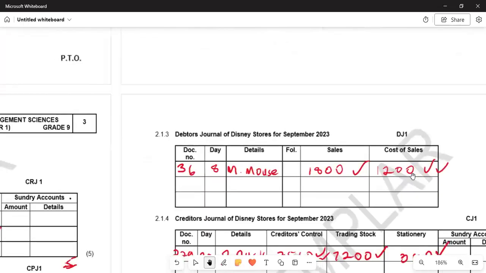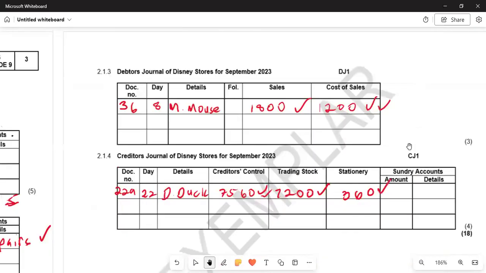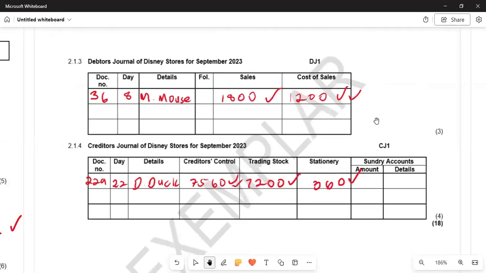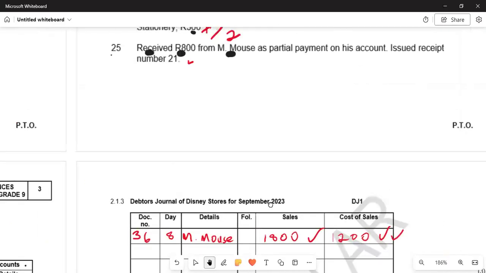1,200. Just remember that when you calculate the cost of sales, the cost of goods sold is always 100%. Then you add up the markup that is given, and that gives us total sales. You divide it by 100, it will give you the unit price. With that unit price, then you divide the selling amount by it to get the cost of the goods that you sold. That is how easily we calculate the cost of sales. That is how we get the debtors journal.